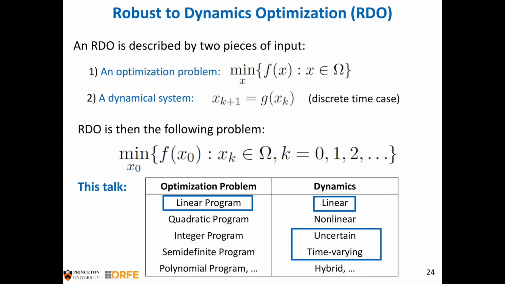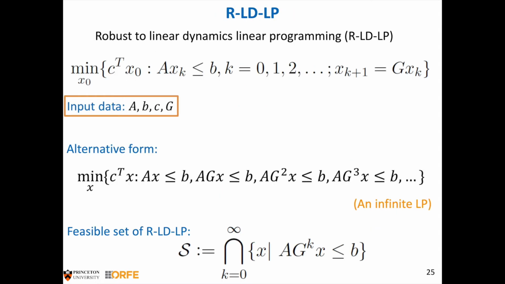Okay? So this is not just one problem, it's a class of problems depending on what the dynamics G is. Is it linear, polynomial, whatever, uncertain, known, continuous, discrete, and what the optimization problem is, what f and omega are. Is it a linear program, quadratic program, and so on. Okay? So in this talk, I'm going to do the simplest case, which is my optimization problem is a linear program and my dynamics are linear. If there is time, I have a couple of slides on the more interesting dynamics where the dynamics switches between linear systems. So it's a time-varying linear system.